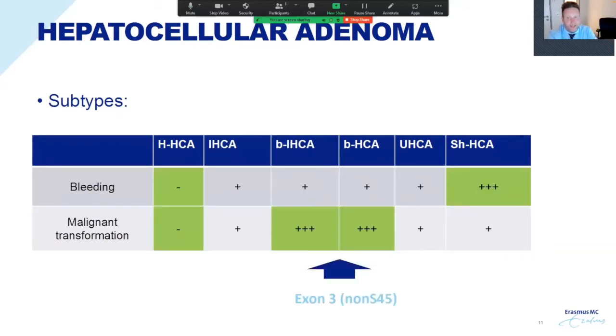Regarding the main complications, bleeding and malignant transformation, subtyping can be helpful. First, we currently know that steatotic adenomas hardly show complications, and conservative treatment is therefore advised in this subtype. Beta-catenin adenomas, most particularly with exon 3 mutation, are most feared due to their premalignant presentation. And last, the sonic hedgehog adenomas have a high chance of bleeding.